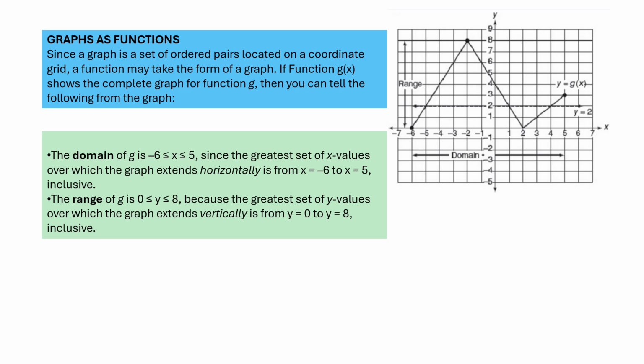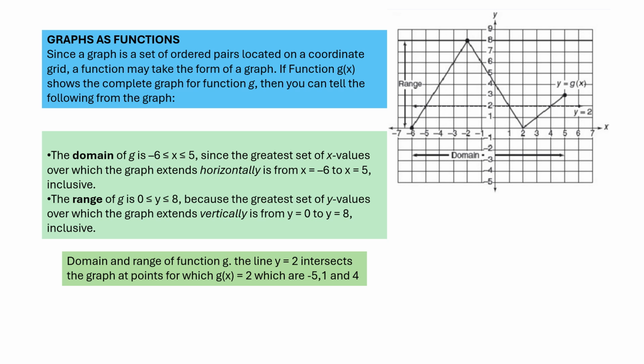The range of g of x, from down to up: we start at y equals 0, and the highest value of y is 8. This is called the range. The greatest set of values over which the graph extends vertically is from 0 to 8, inclusive. So the solution set contains 0 and 8 themselves, inclusive. Domain and range of a function.